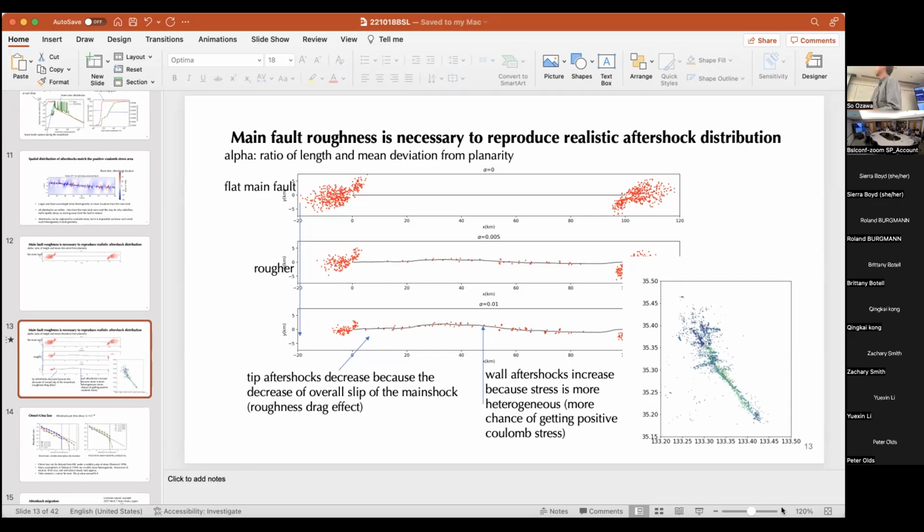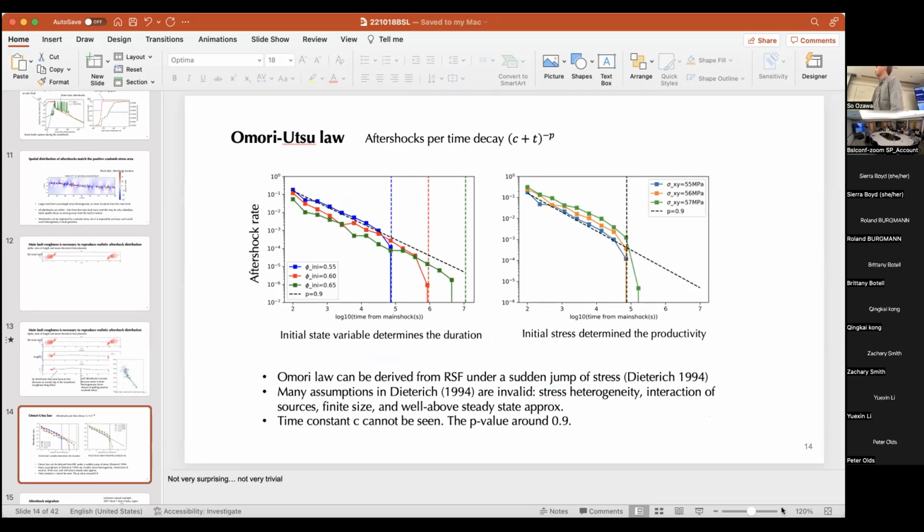So this is a spatial variation. We have talked about the spatial distribution of aftershocks, but we can also investigate the temporal decay of aftershocks, which shows very good agreement with Omori's very famous law, which states that aftershocks per unit time decay as a power law type function. So this is showing the decay of aftershocks. They look very much like a power law.